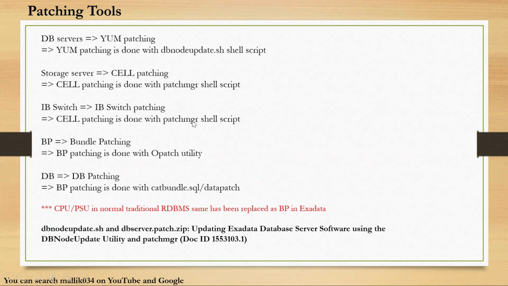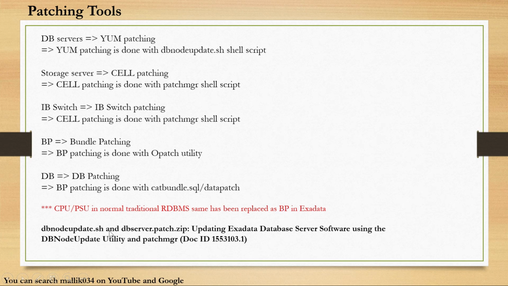And for the IB switch, again they will use the patchmgr shell script, written by Oracle. These are the same shell scripts, and this is for IB switch patching. And for the bundle patching, it is the normal traditional OPatch utility. And for the DB patching, catbundle.sql in case of 11g, and datapatch in case of 12c onwards. So the point here, CPU or PSU in traditional RDBMS has been replaced by a bundle patch in Exadata. They will call it a bundle patch in Exadata.